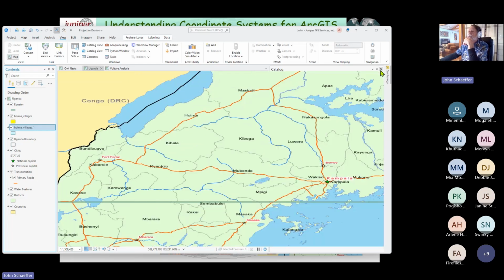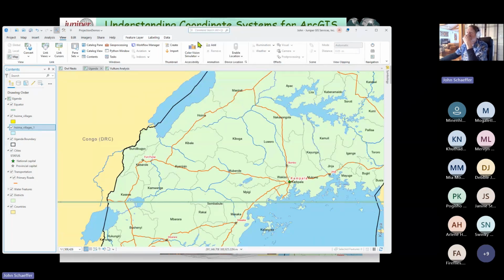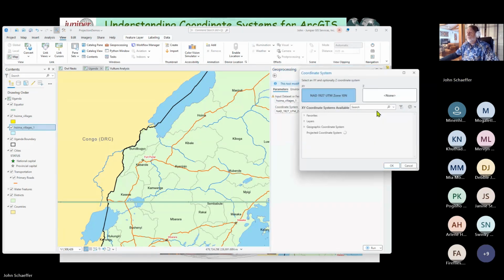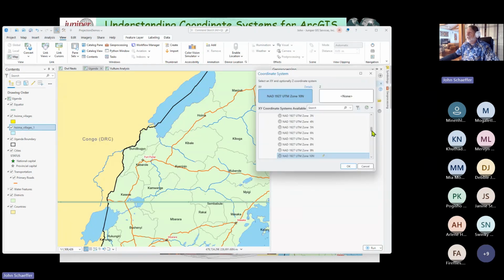So now let's go back to define. It's always good to work on a copy. And so we're going to go Hoima villages 1. We'll change that 1. And the coordinate system, we want to go to projected. Let's start. So we're going to projected because it is a projected coordinate system. We want to go to UTM. And it's WGS 84. So I'm looking at, basically the specifications for Hoima villages.